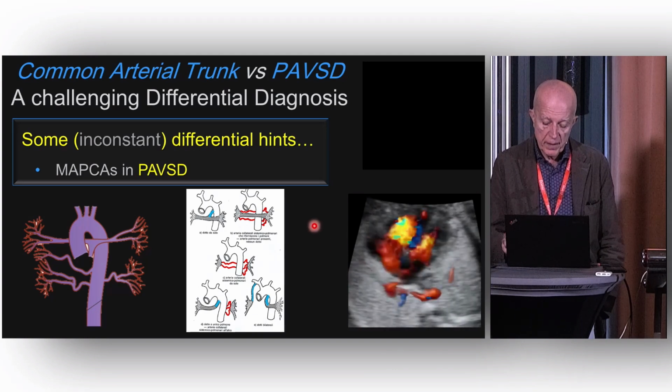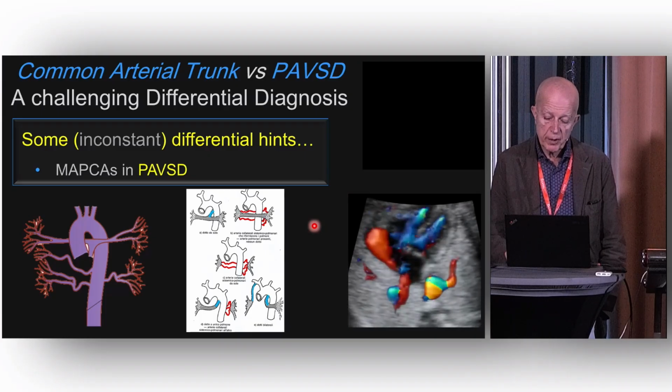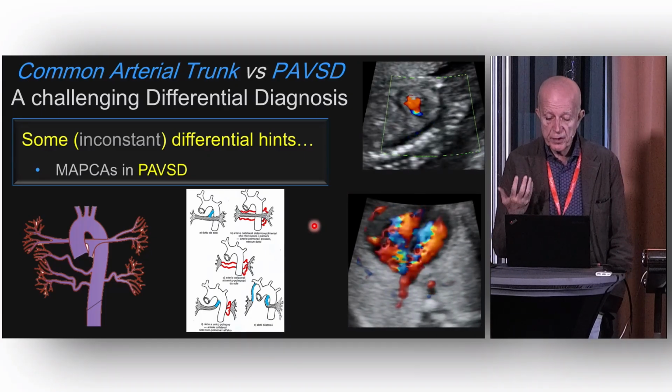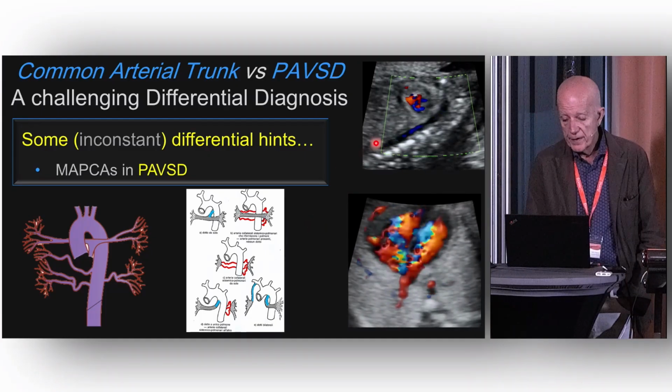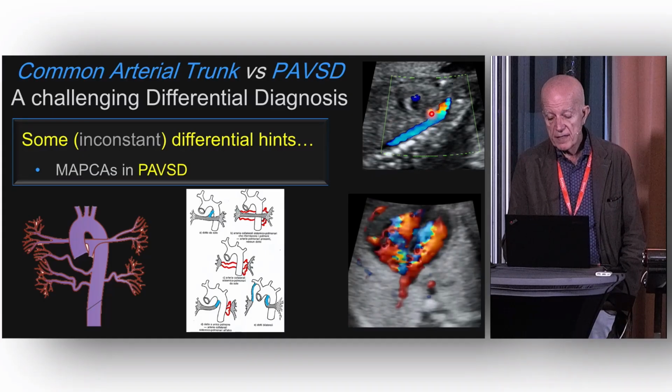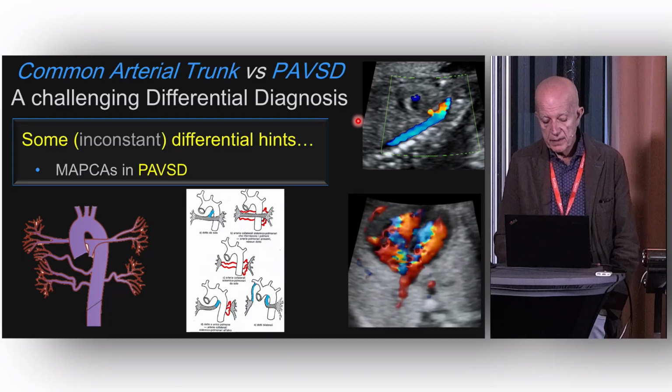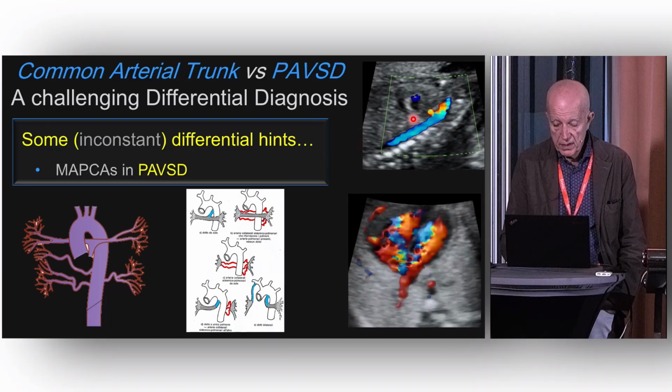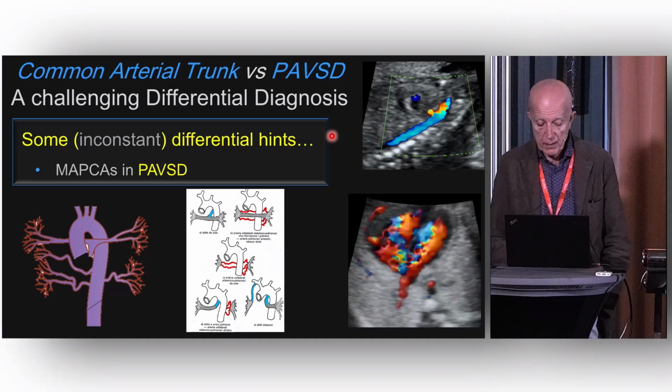Another way to look at MAPCAs, if you have a favorable fetal position, is to get a ventral view of the aortic arch, and in this case, if you see a vessel arising from the ventral aspect of the descending aorta, at this level just behind the heart, this is not a normal vessel, but in the context of PAVSD it is evidence of a MAPCA.